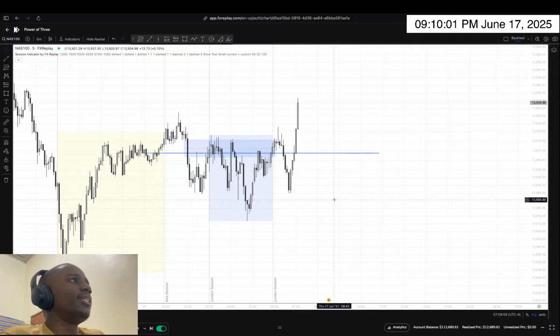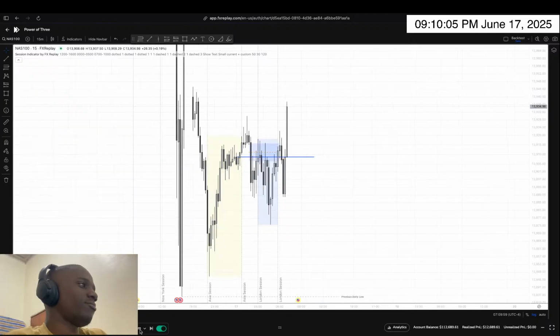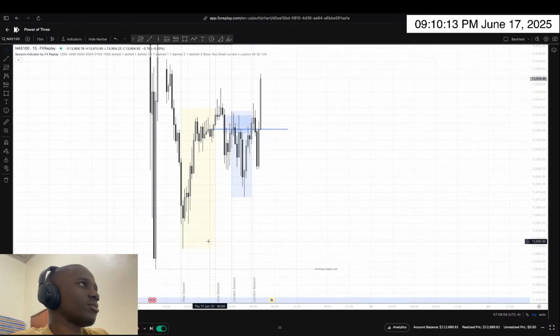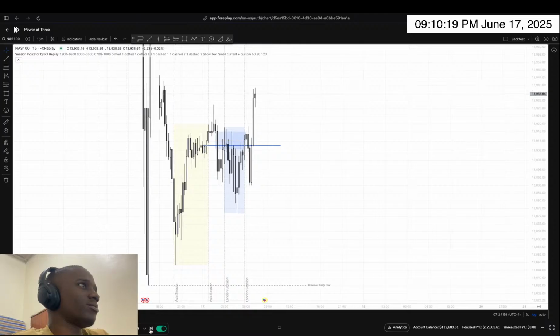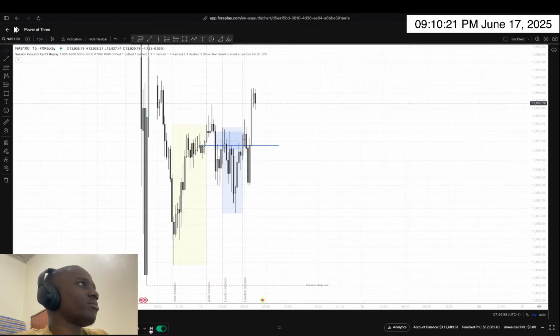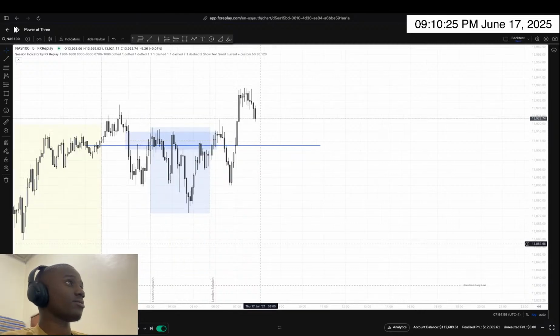Anyways, let's see how New York behaves. So we have the London low, but as you can see, London didn't close below Asia, which means we still have sell side dominating over there. So if we drop, my God, I'll be looking for some crazy sells.